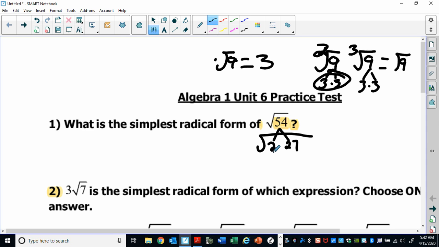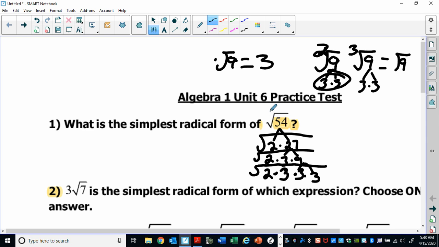Now you cannot break down 2 anymore, so you're just going to bring the 2 down. But you can break down 27. That's going to be 3 times 9. Remember, every time you break it down, you're still multiplying. We cannot break down 2, we can't break down 3, but we can break down the 9. So it's going to be 2 times 3 times, and when you break down that 9, it's going to be 3 times 3.